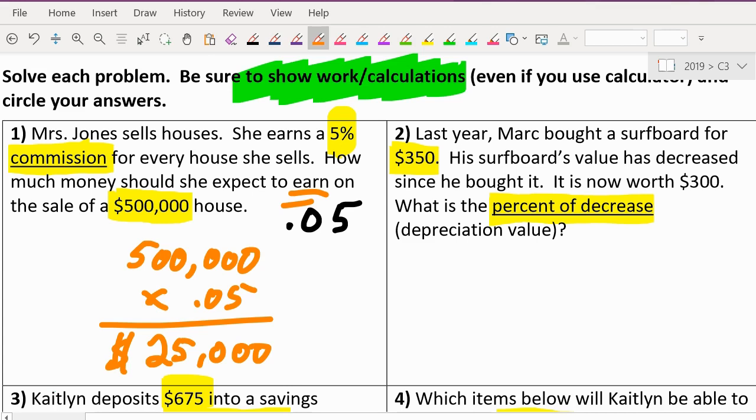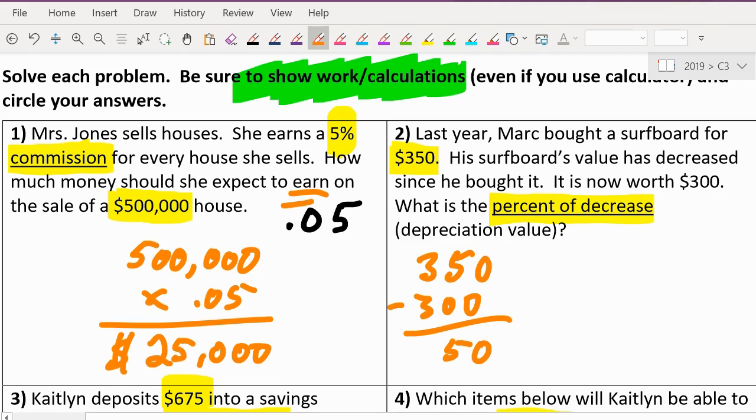Okay, number 2. Mark bought a surfboard for $350. His surfboard's value has decreased. Oh no, it's now worth $300. So we have to first find out how much did it decrease. How do we do that? Subtraction. Okay, so $50. It decreased by $50.